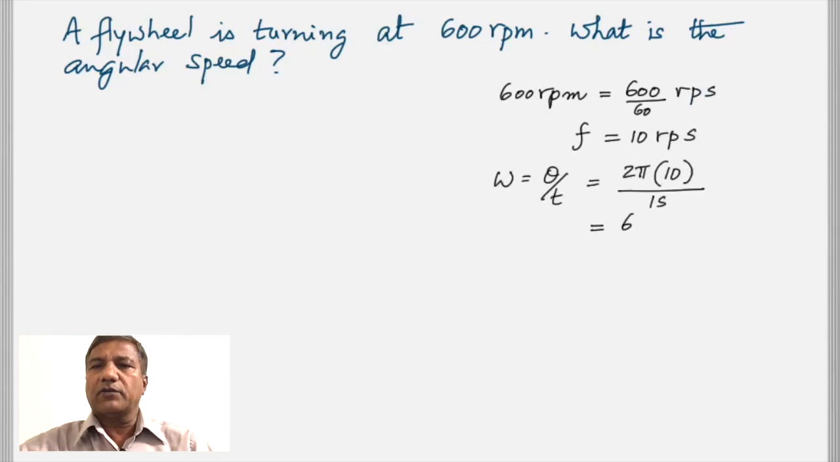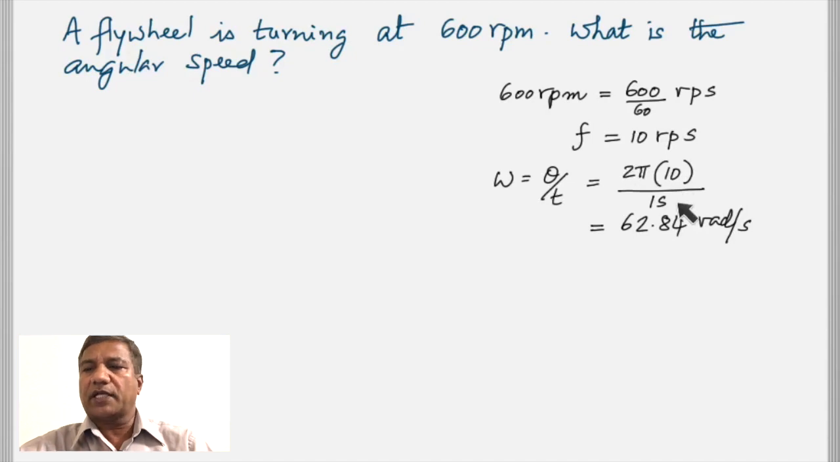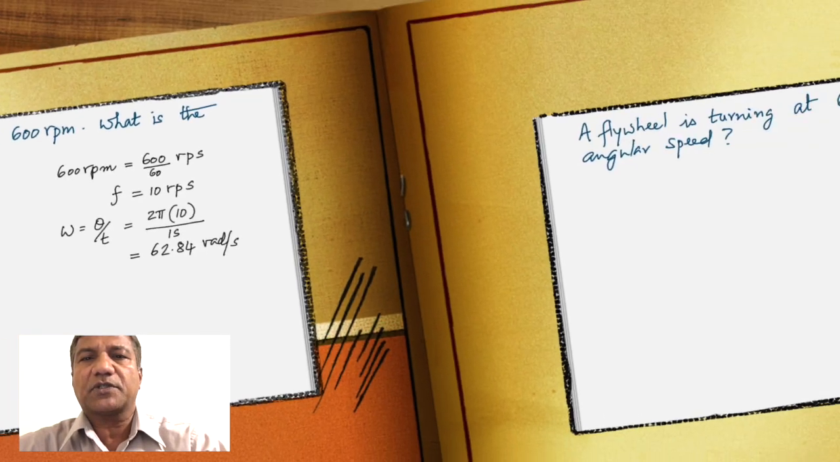And then angular speed omega is theta by t. The angle is 2 pi times 10 because there are 10 rotations per second, and in each rotation the angle is 2 pi, and that is made in 1 second. So the obvious answer here is 62.84 radians per second.